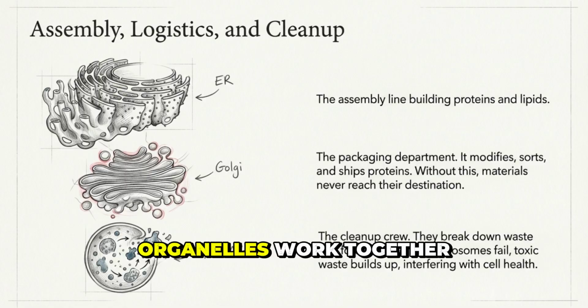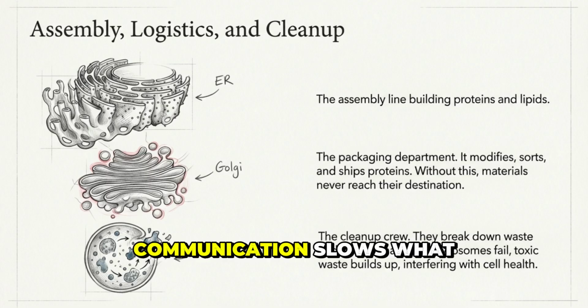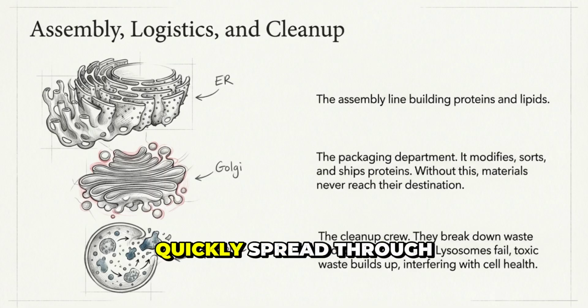All of these organelles work together. If one system starts to fail, others quickly feel the strain. Energy production affects membrane pumps. Waste buildup affects chemical balance. Communication slows. What starts as a small internal problem can quickly spread through the entire cell.